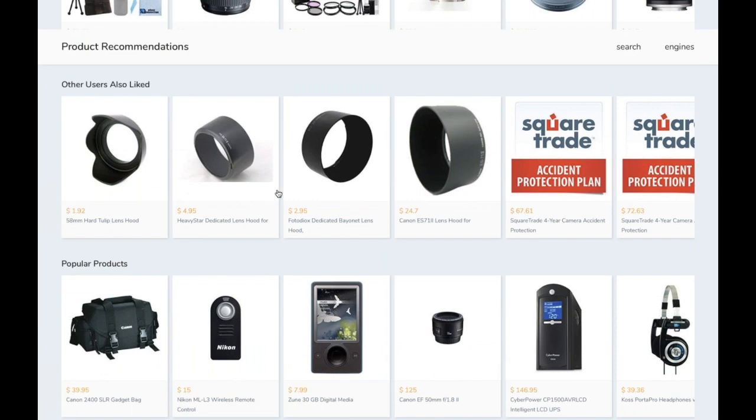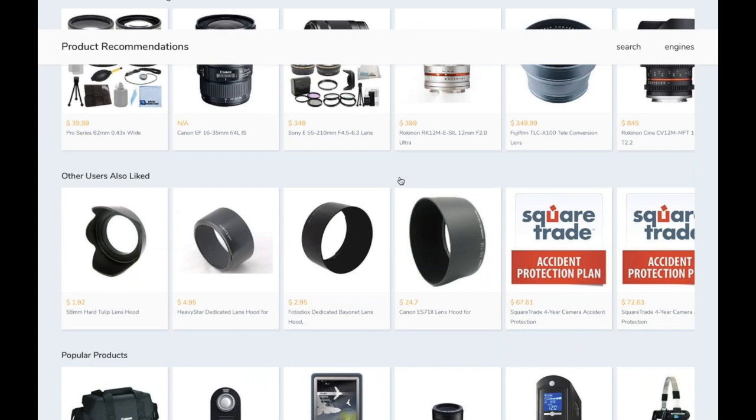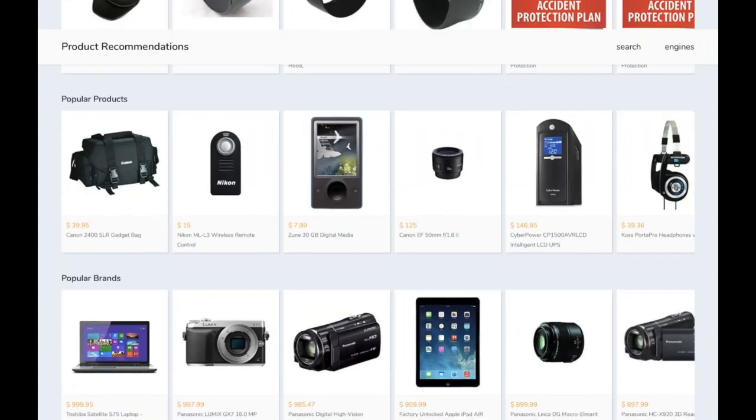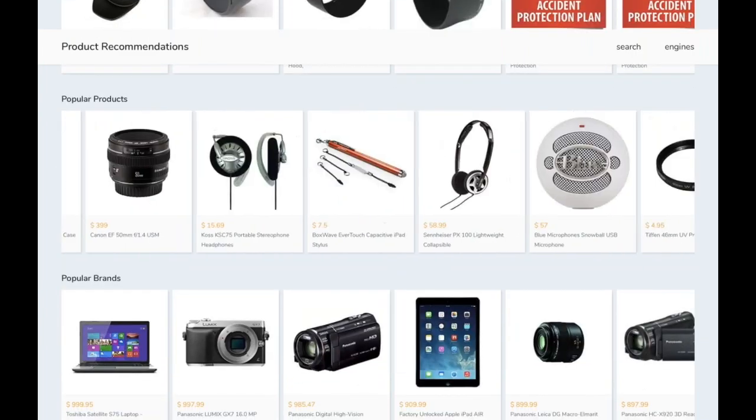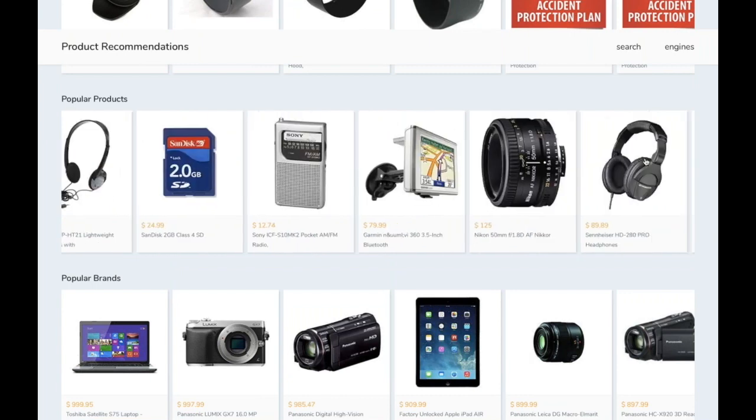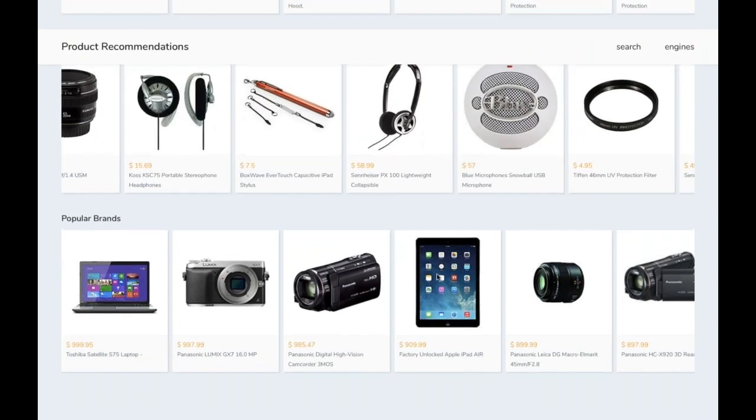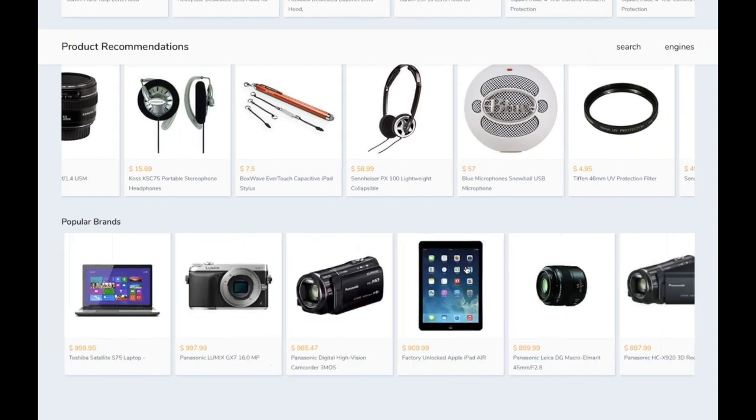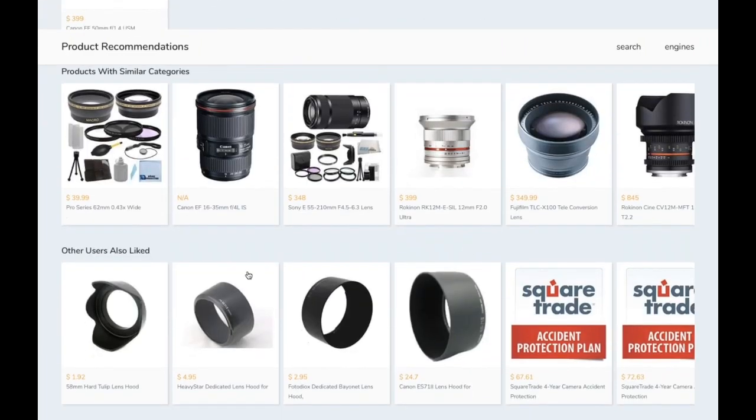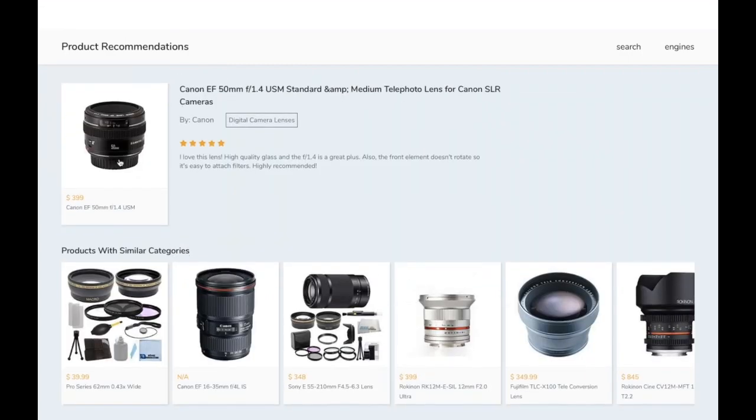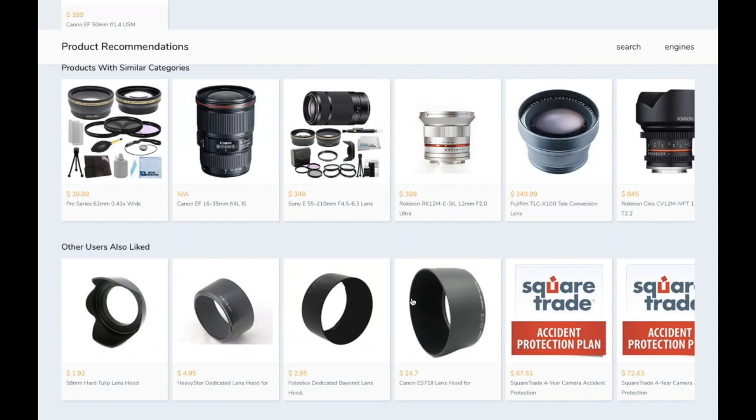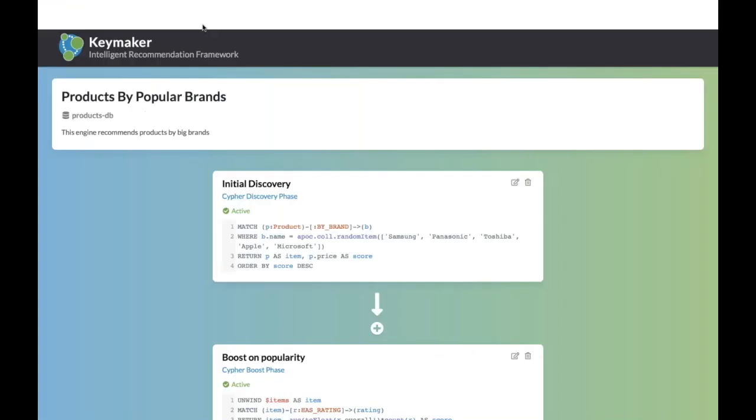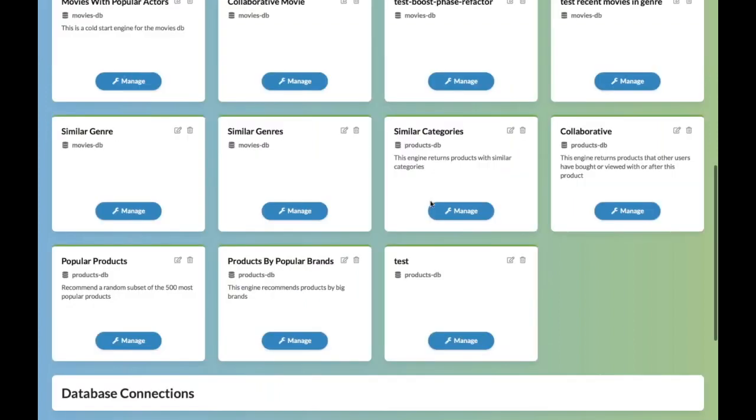Other users also liked. So these are the other things that the people who gave this 5 stars also gave 5 stars to, or other things that they liked. Popular products, again, pretty much the same as we saw before, and popular brands, right? So those haven't really changed. What has changed is that we now have products with similar categories and other users also liked, which is bringing in the context around this particular item that we looked at, and using that to drive a completely different set of recommendations. So we can take a look at the Cypher for that.